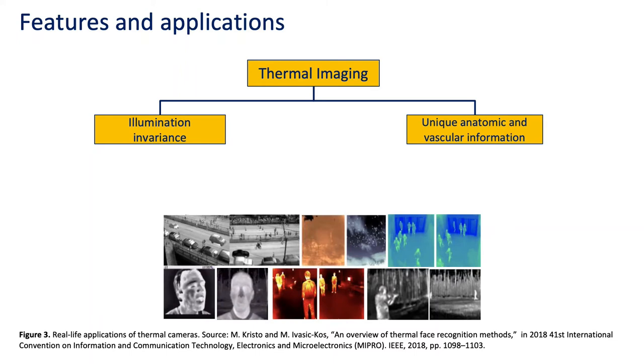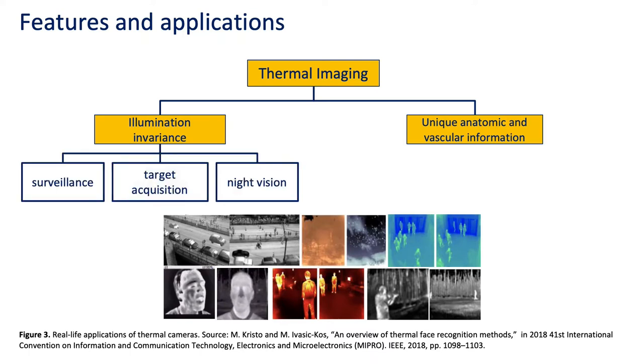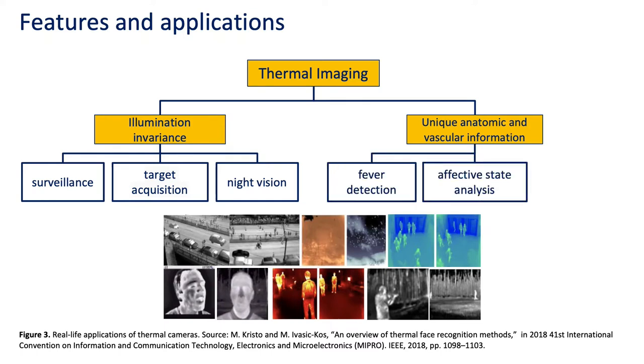Currently, the applications of thermal imagery depend on its two main properties, which are illumination invariance and the ability to extract unique physiological features. The former property opens the door for surveillance, target acquisition, and night vision. And the latter property allows thermal imagery to be extensively used in medicine and biometrics, for example, fever detection, affective state analysis, and emotion detection.